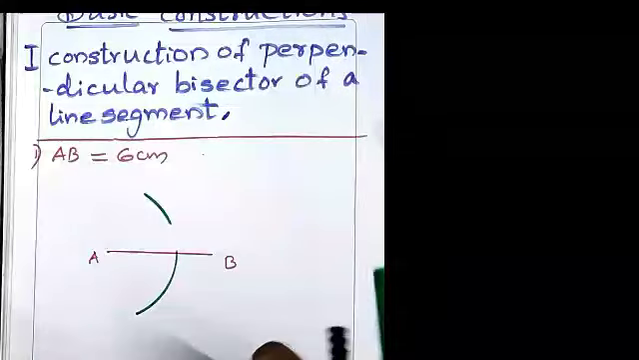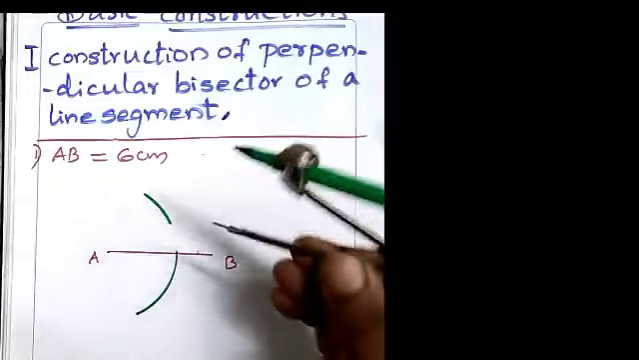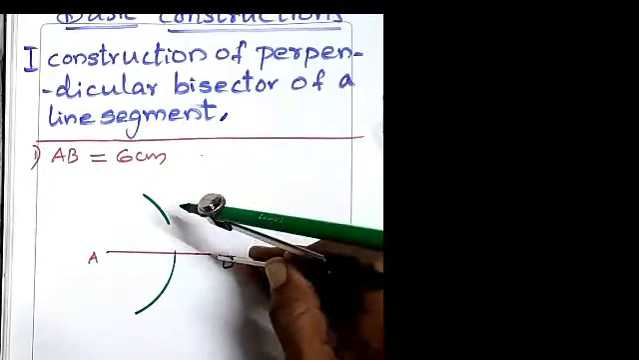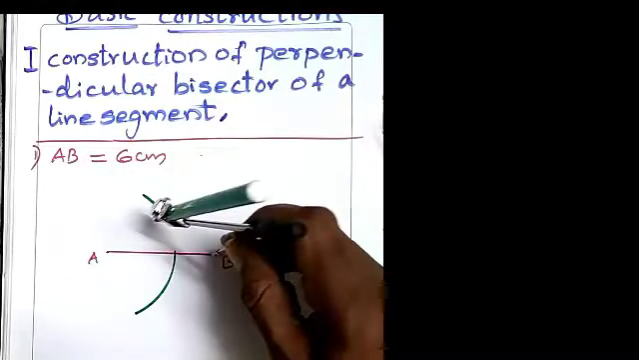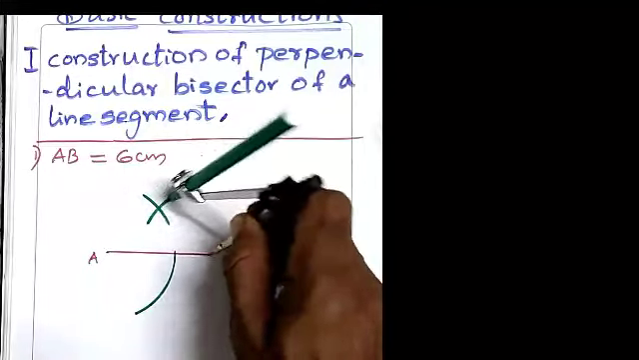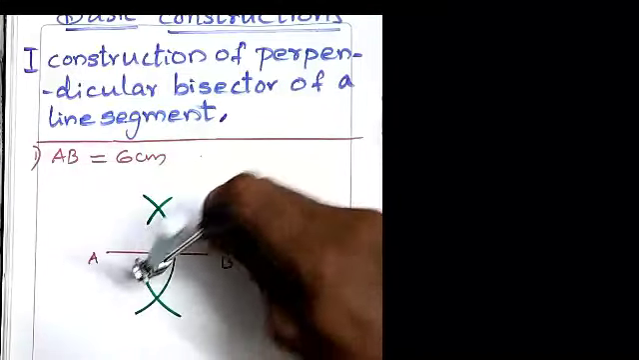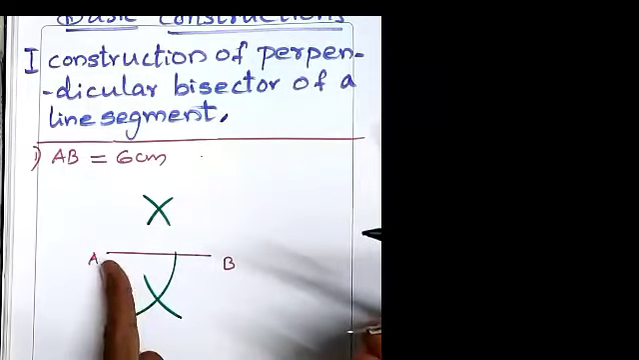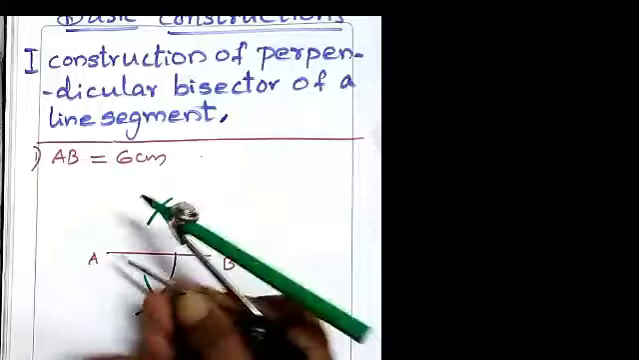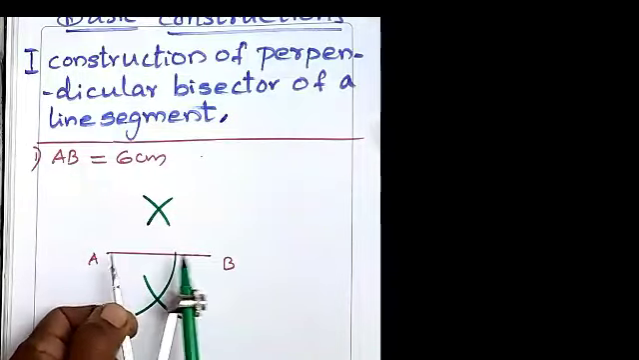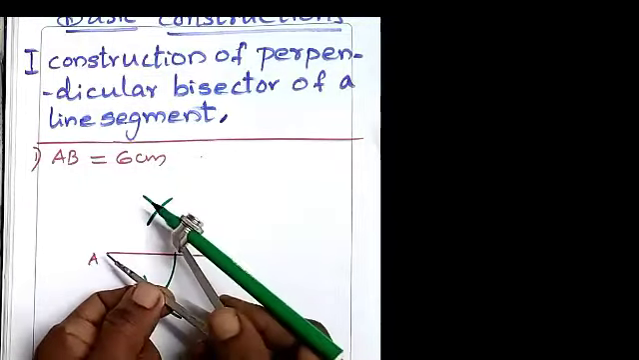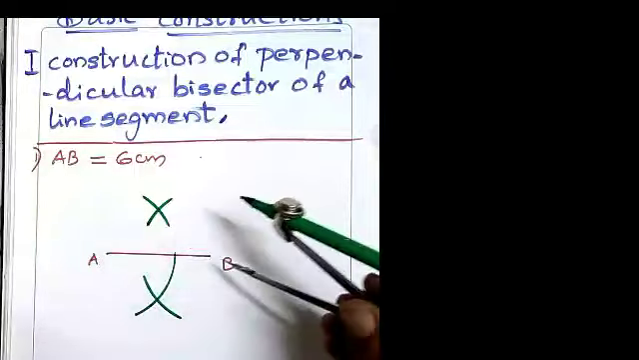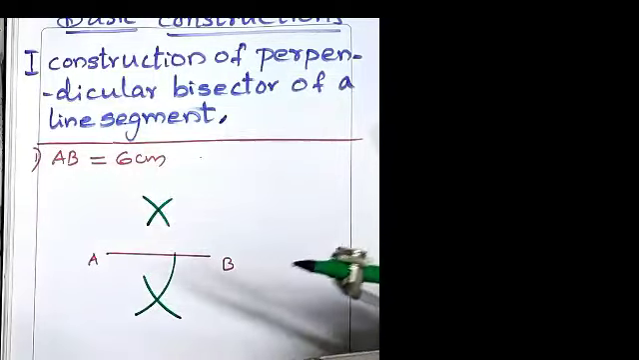Okay. Now the next step is what? With the same radius, with the metal tip at B, means with the center B, draw two arcs again, intersecting the other two arcs at these two points. Can you understand? So first you draw AB. The next step, with A as center, more than half AB radius, you draw two arcs on both sides. With the same radius at B also draw two arcs on both sides.